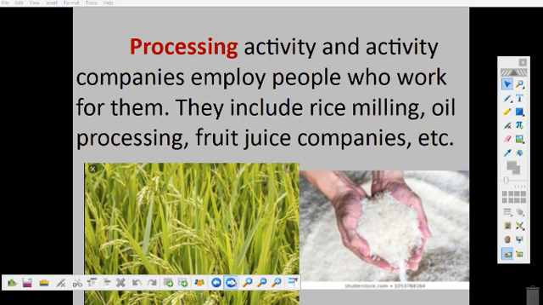Another one is called processing. Processing companies employ people who work for them. They include rice milling, oil processing, fruit juice companies, etc. You can see rice when it has not been processed and when it has been processed.